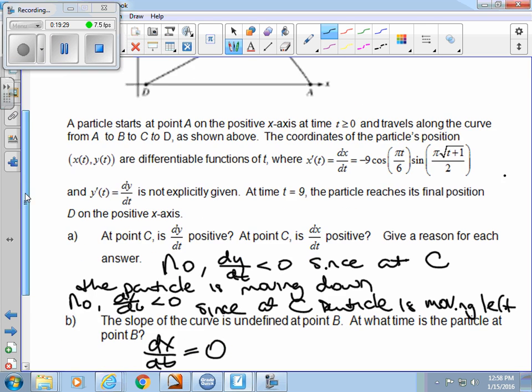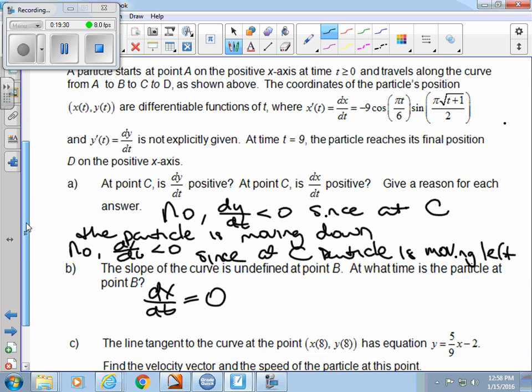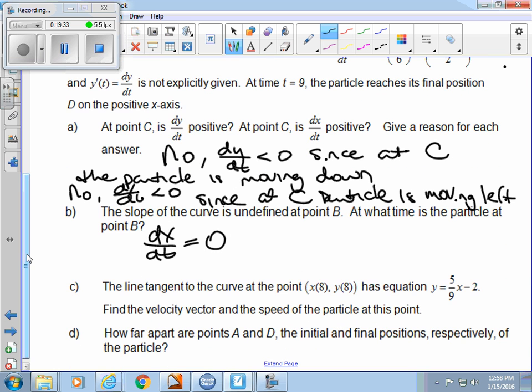So we have t greater than 0 and t equals 9 is the final position. Why did I go look for that really quick? Why would I do that? Why do I want to know where my t's go from and to?